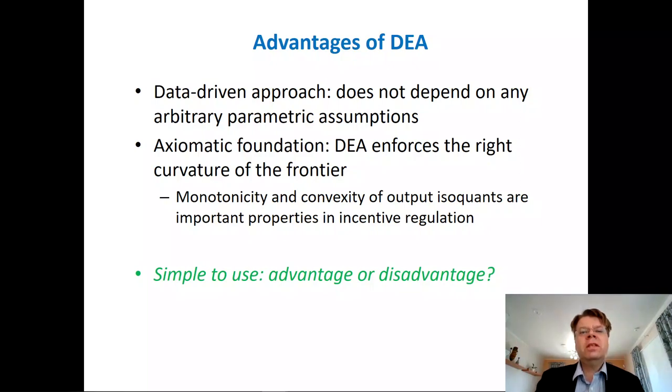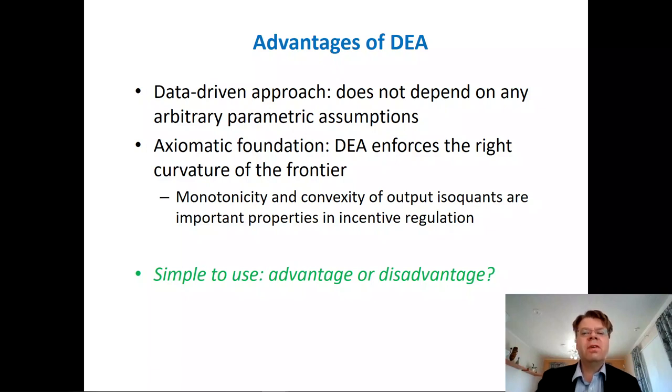Perhaps the example also illustrates how simple DEA is to use. You simply upload the data to the software, whatever software you might be using, you press the button, and voila, you have the efficiency scores. So this kind of seductive simplicity is certainly one reason for the great popularity of DEA, but I'm a little bit hesitant to put this clearly as an advantage.